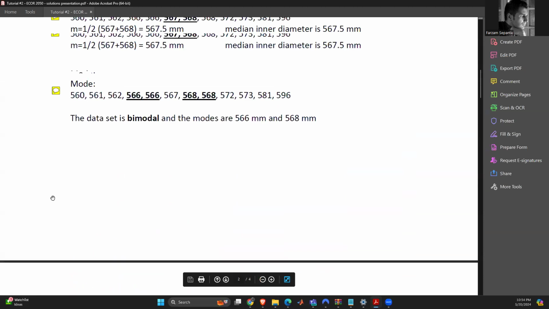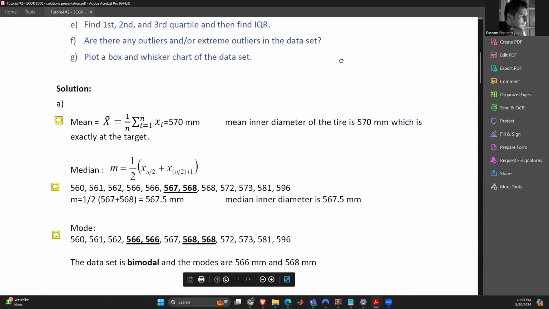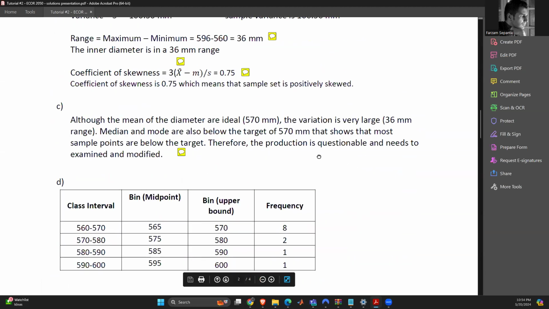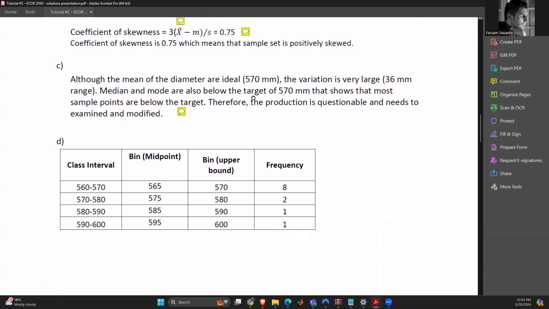For part C, which honestly I forgot what part C was, using the calculated statistics, can you comment on the quality of the tires? Well, can we comment on the quality of tires? The answer is there. Although the mean of the diameter is ideal, 570 millimeters, the variation is very large, a 36 millimeter range. Median and mode are also below the target of 570 millimeters. That shows that most sample points are below the target. Therefore, the production is questionable and needs to be examined and modified, right? That's why symmetry and all those things matter in the statistics.